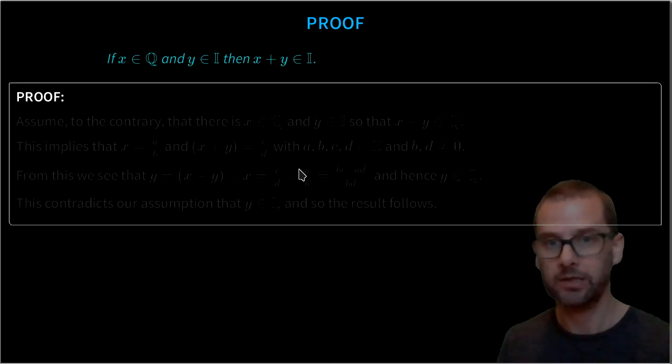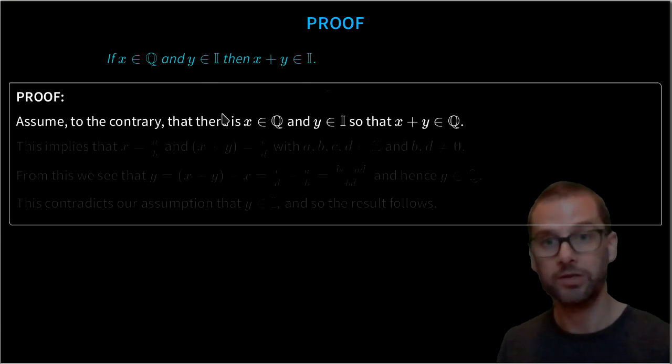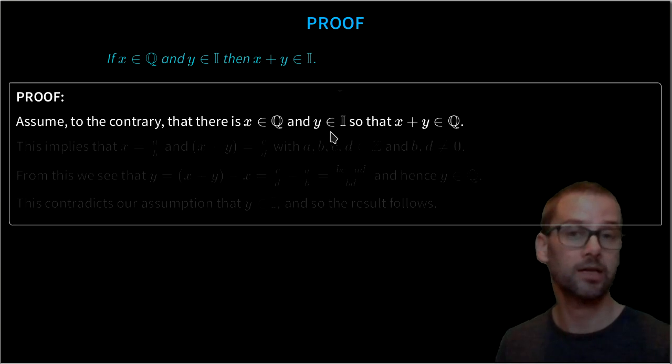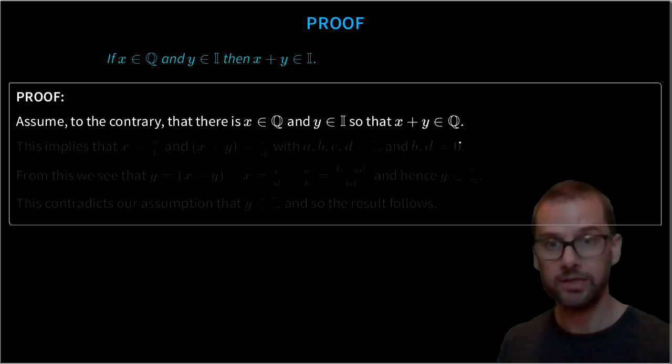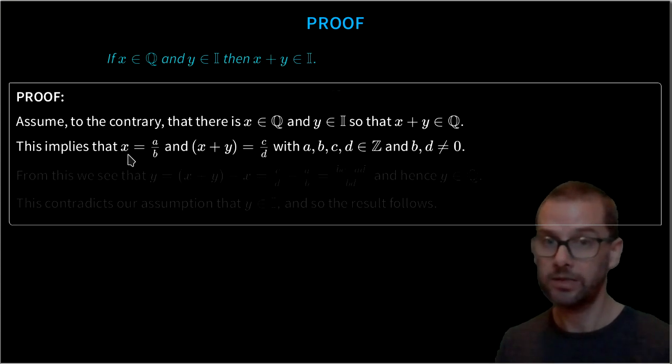Okay, we write that up nicely. Here is our statement. A rational number and an irrational number, their sum is irrational. So assume to the contrary that there is a rational number x and an irrational number y whose sum is rational. Well, this implies that x is a over b and x plus y is c over d, because they're rational, with a, b, c, d integers, b and d non-zero.